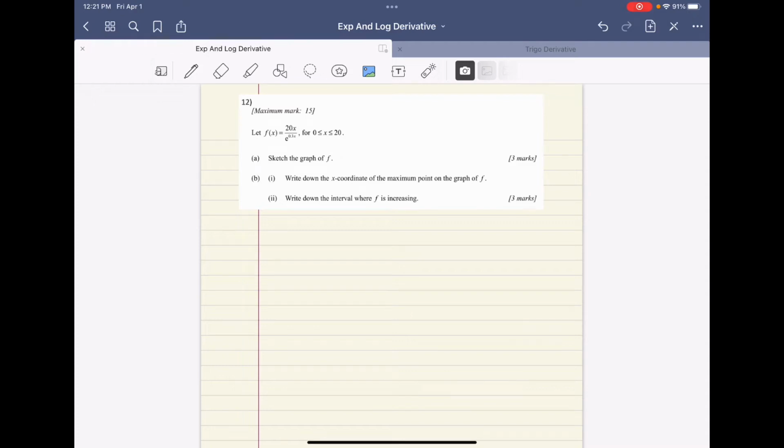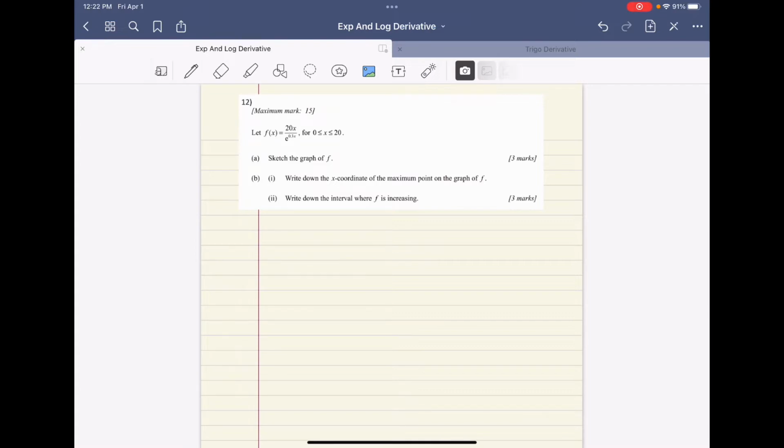Question number 12. This is also from 2011 paper 2. Let f of x is equal to 20x over e raised to 0.3x for 0 is less than or equal to x is less than or equal to 20. Sketch the graph of f for 3 marks. Then write down the x coordinate of the maximum point on the graph of f. Write down the interval where f is increasing.